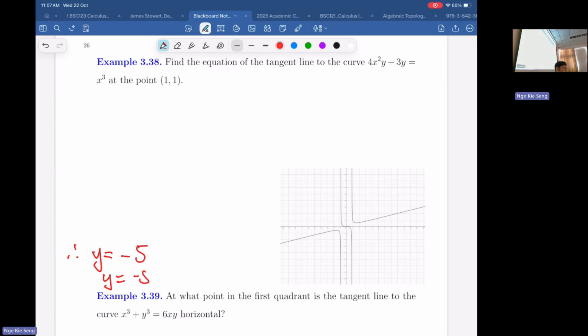Y equals -5x plus 6. Okay, someone got this one also. Let's check which one is true. Let's check the answer together.